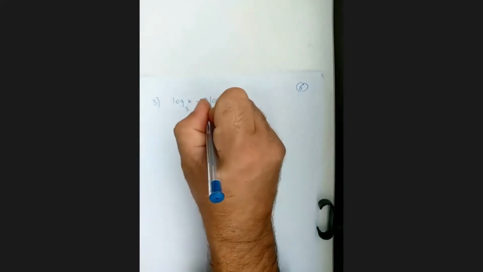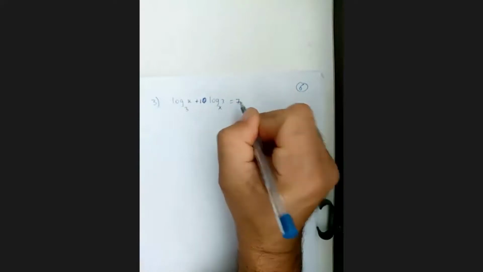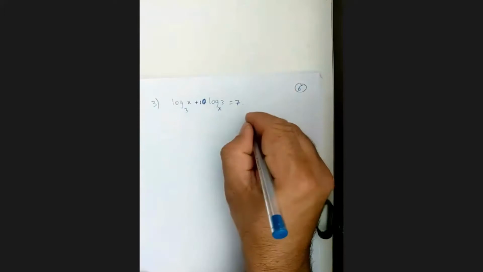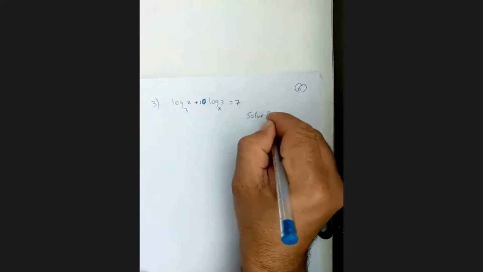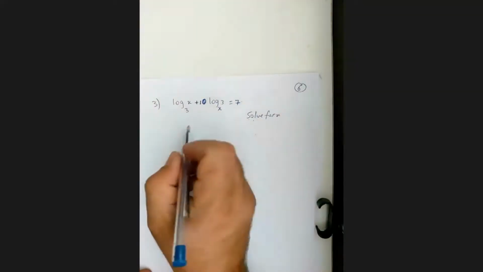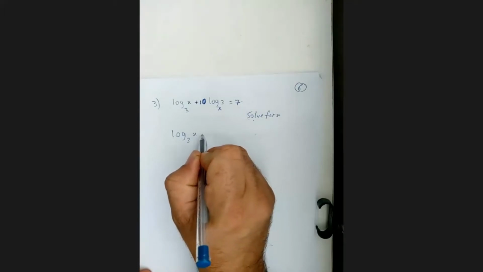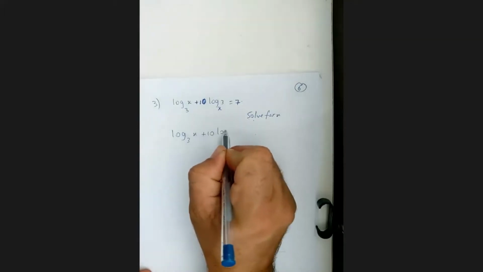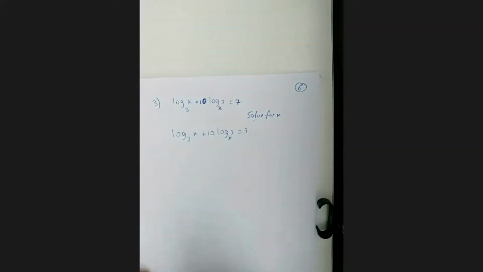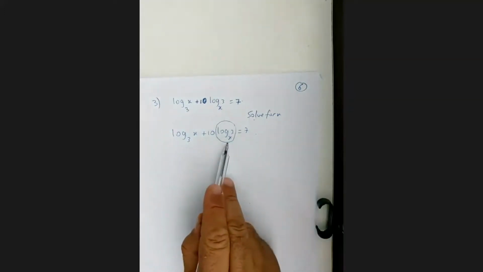I'm going to make this one 10 and that one 7 to have a proper example. Solve for x. Now, logarithm of x to base 3 plus 10 times logarithm of 3 to base x is equal to 7. As you see here, we have the unknown at the base.